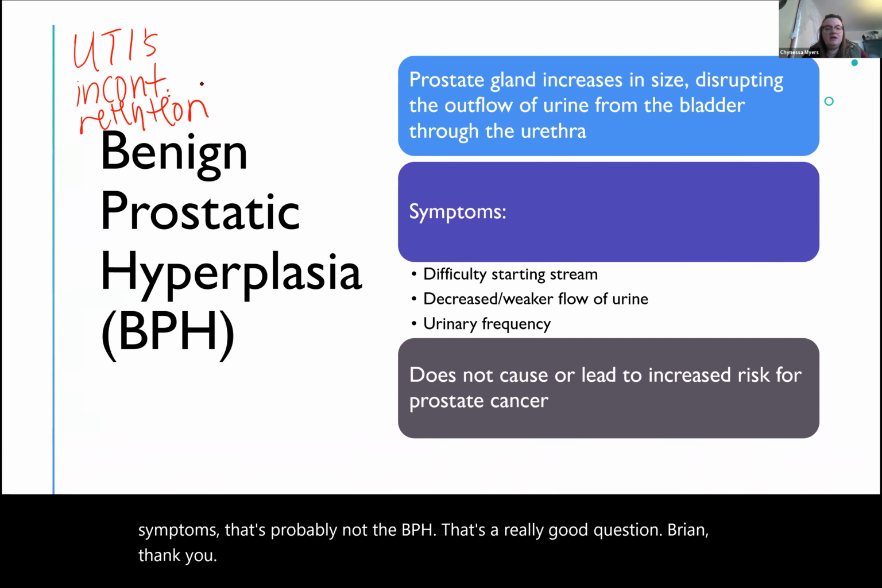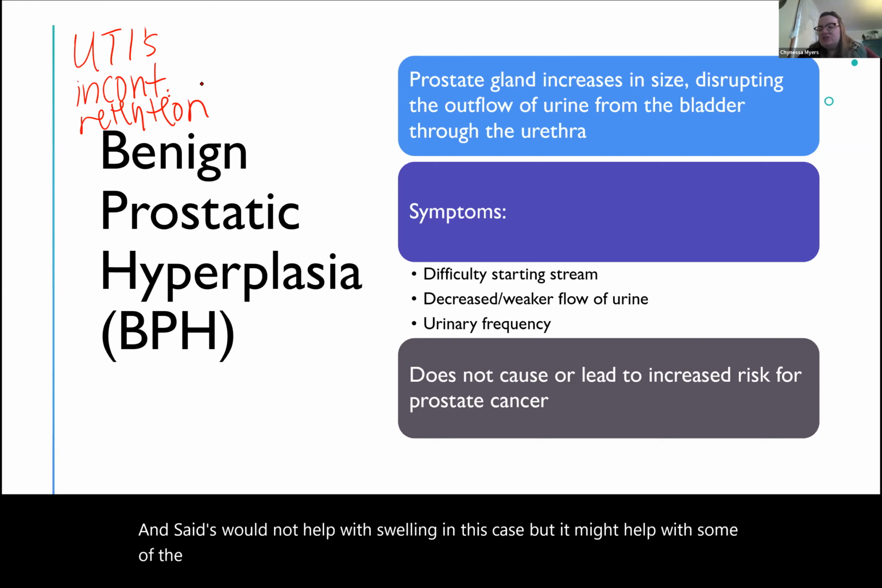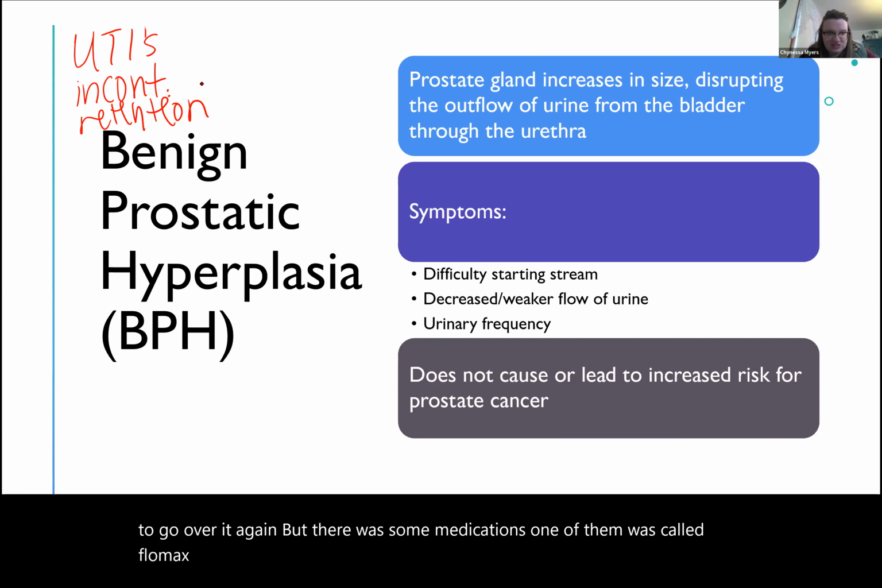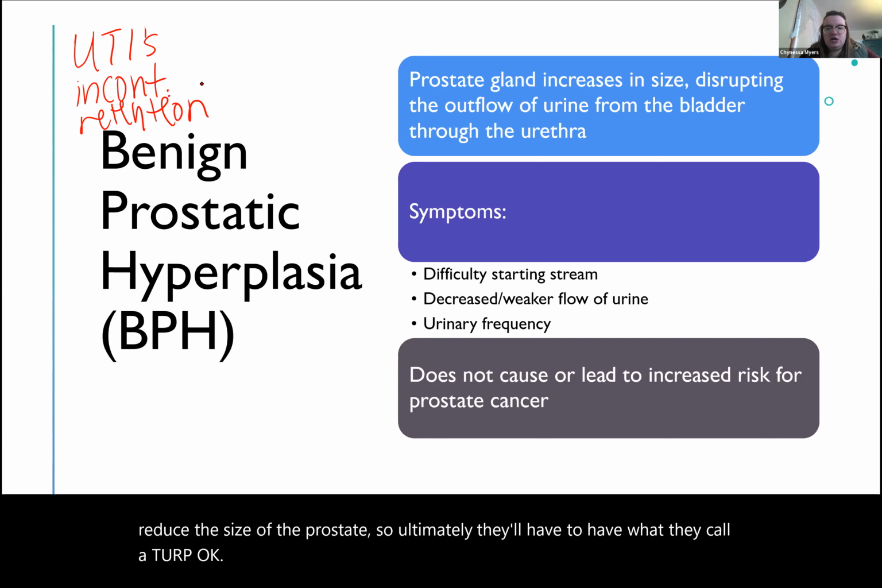Okay. NSAIDs would not help with swelling in this case, but it might help with some of the pain. So treatment for this is actually in the pharm lecture, so I'm not going to go over it again, but there were some medications. One of them was called Flomax to help improve that stream of urine. Nothing's necessarily going to reduce the size of the prostate. So ultimately they'll have to have what they call a TURP.